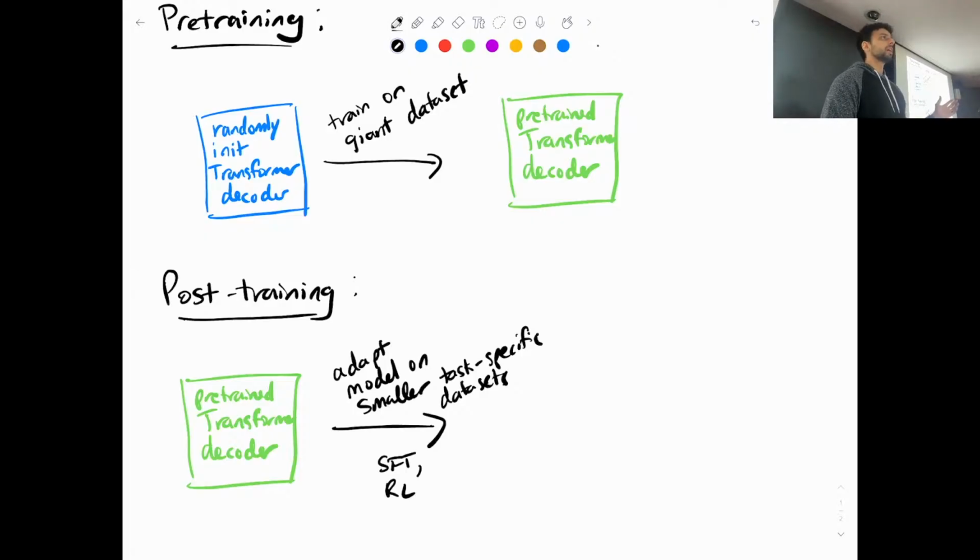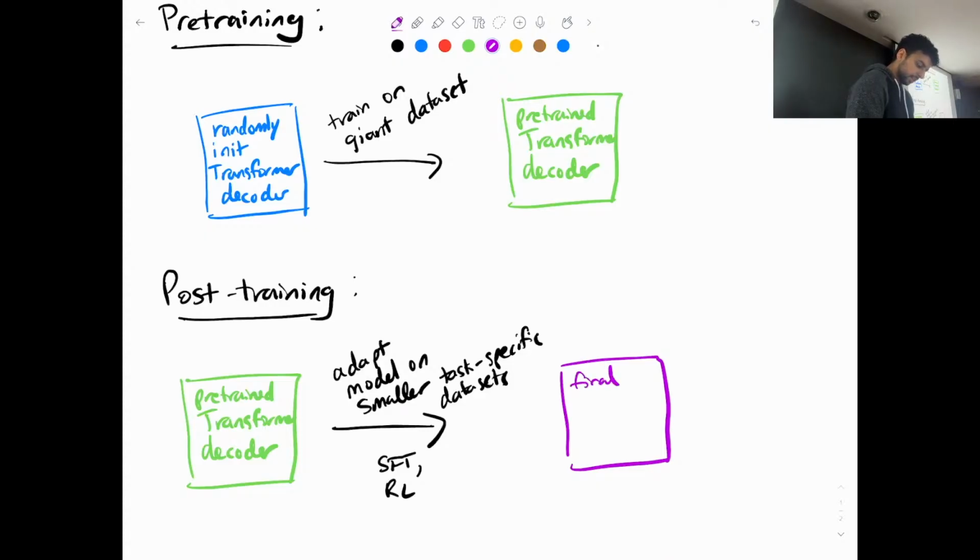So we know the pre-trained model does not really follow our instructions, like it's not trained to follow our instructions. It's trained to predict the next word on this gigantic data set. The post-trained model is intended to be used as, you know, a chatbot or a coding agent or whatever. So at the end of this, we're left with our final transformer model that can be deployed to whatever application we want.